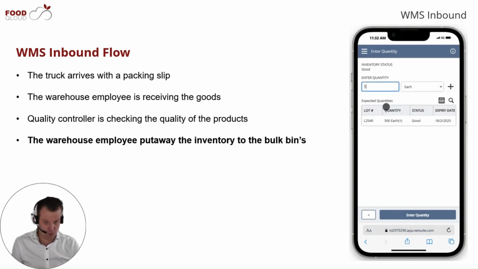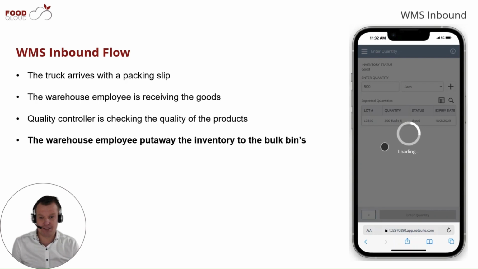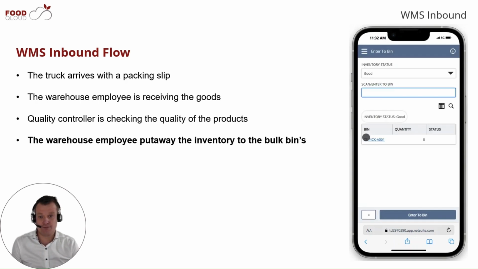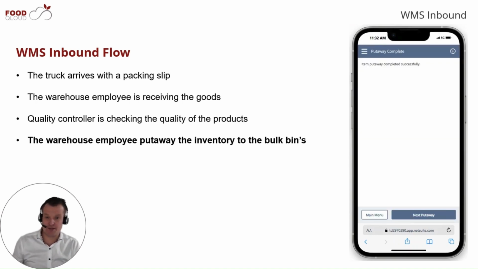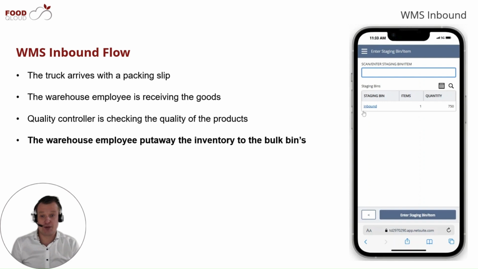I want to move 500 of those eaches to the pick bin. You can also put it in the storage bin, and then from the storage bin we can replenish to a pick bin. This will be the next section. You can do the next put away, press again the inbound bin, and you can put away the other item.